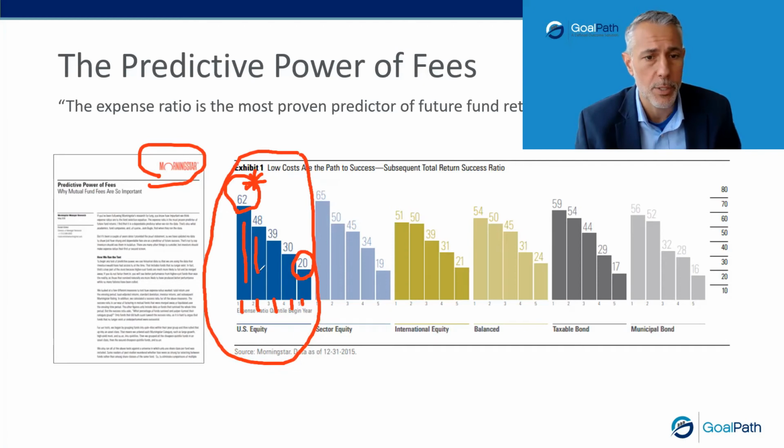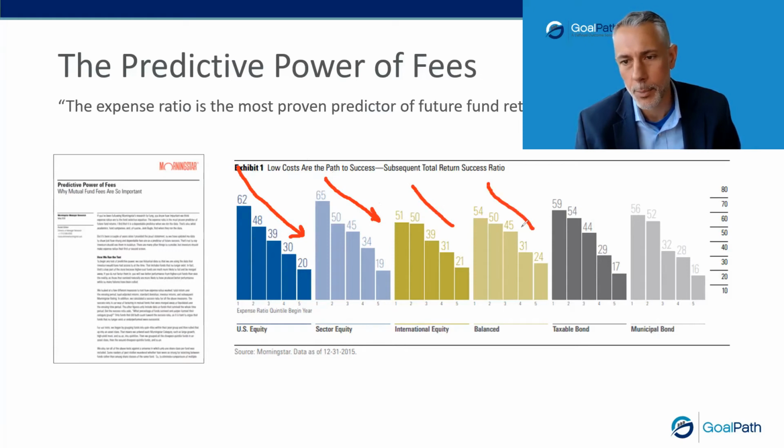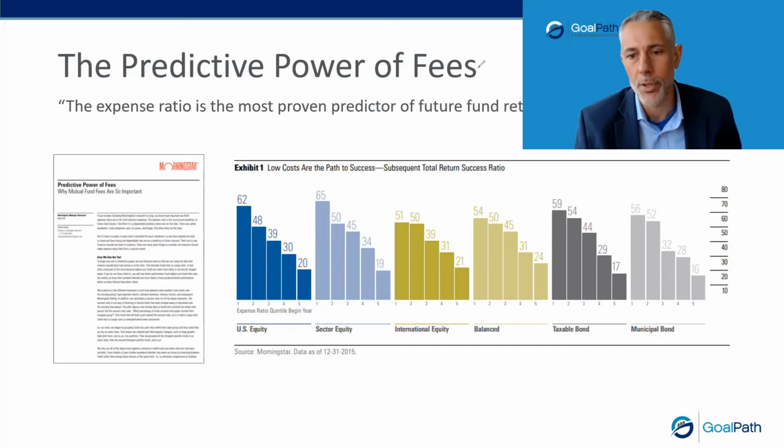Only 48% of the funds in the second cheapest quintile went on to outperform. And you can see the way that relationship unfolds. Cheap wins, expensive loses. And that holds across US equity, across sector equity, across international equity, across balanced portfolios, across taxable bond portfolios, across muni bond portfolios. So I feel like I'm belaboring the point a little bit here, but all of the data that we've been able to gather points to the notion that fees have to be your number one concern.